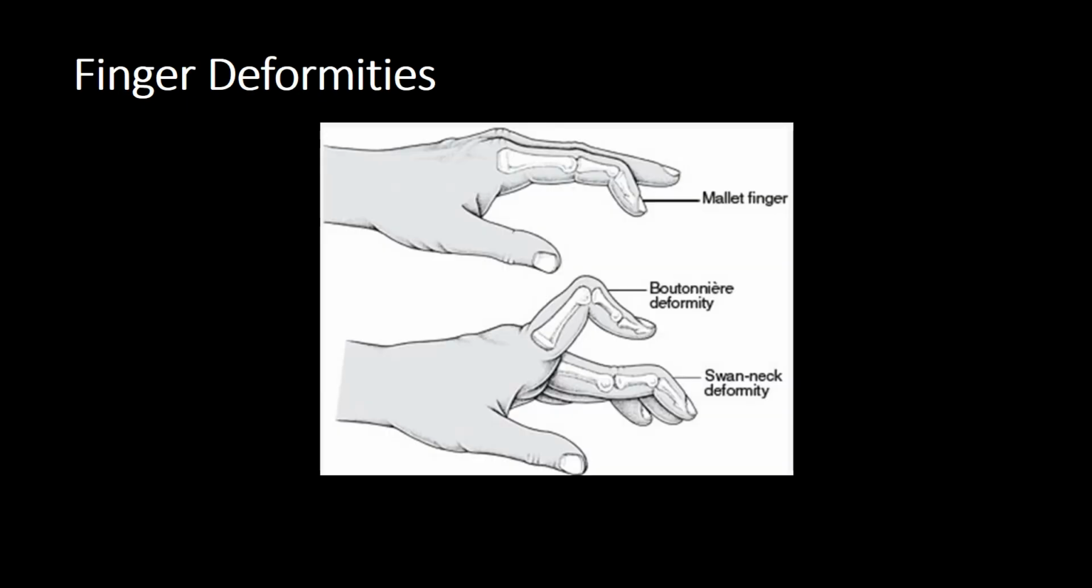The 3 main finger deformities that we get are a mallet finger, a boutonniere deformity, and a swan neck deformity. And we'll have a look at these different radiographs in a moment.